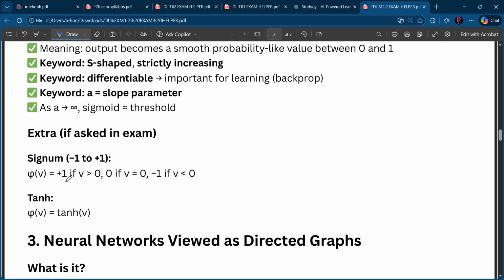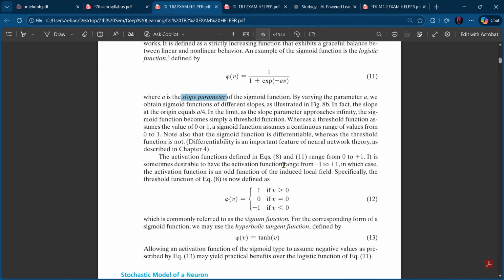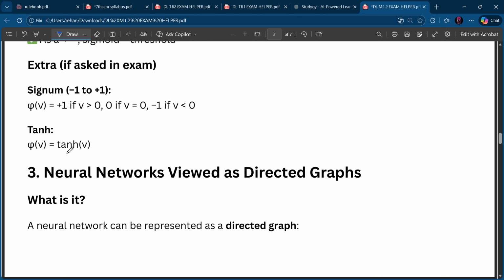Then extra, if asked in the exam, the signum function and the tanh function. The activation function is equal to plus 1 if v is greater than 0, 0 if v equals 0, and minus 1 if v is less than 0. Very simple. See here, if v is greater than 0, the activation function is 1. If it is equal to 0, it is 0. If less than 0, minus 1. Very simple to understand, right?